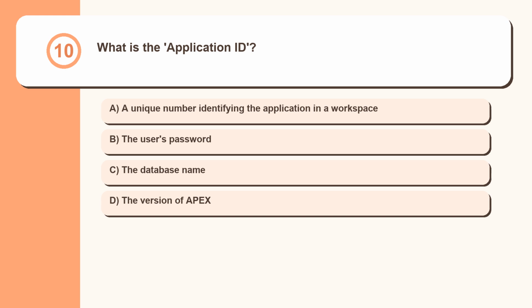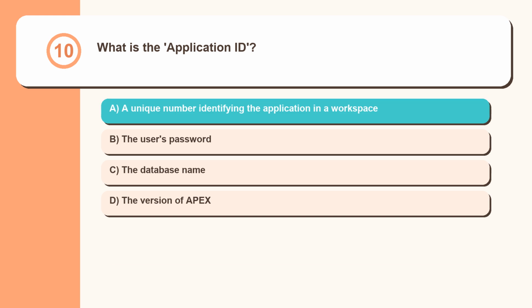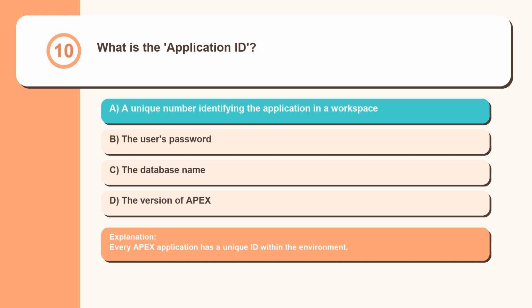Question 10. What is the application ID? A unique number identifying the application in a workspace. The user's password. The database name. The version of Apex. Every Apex application has a unique ID within the environment.